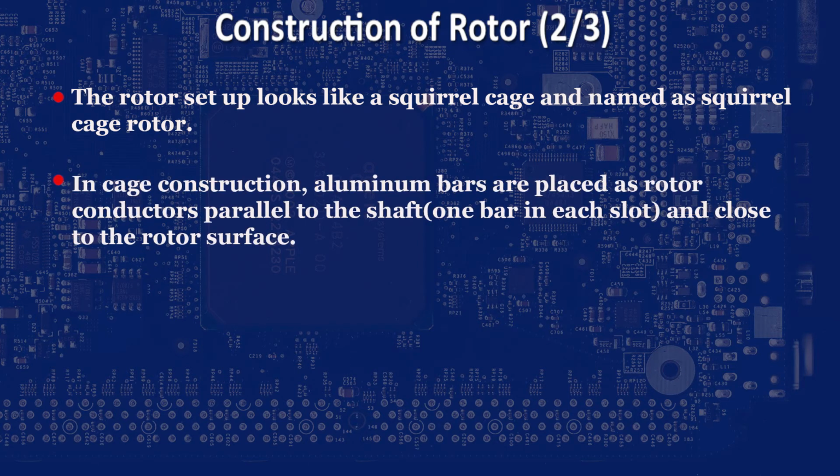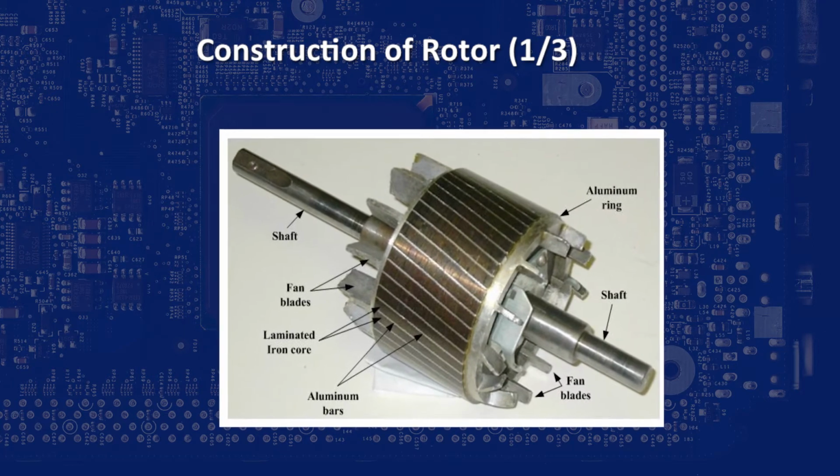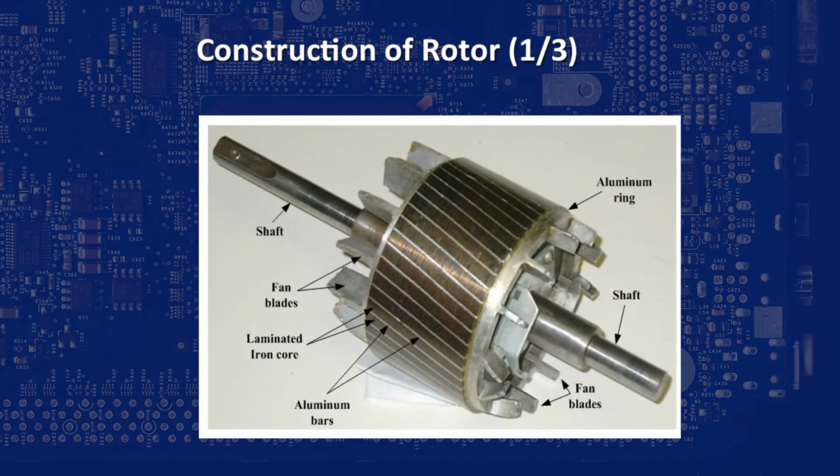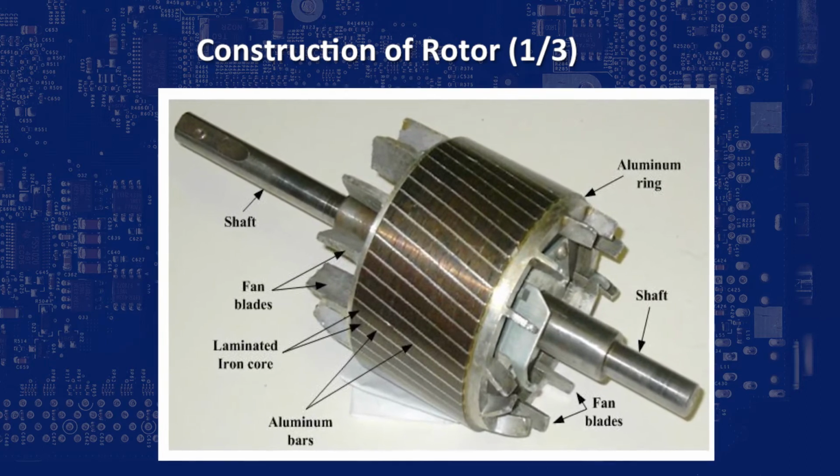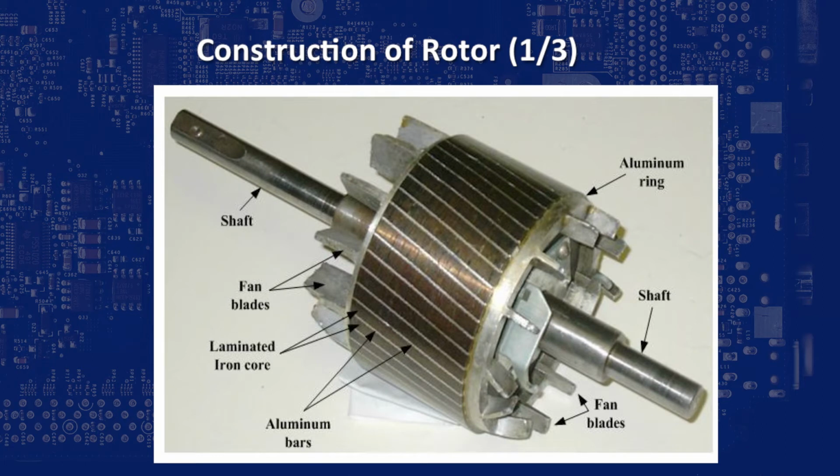Now in this cage construction, the aluminum bars are located as rotor conductors which are parallel to the shaft, and they are close to the rotor surface. At both ends the rotor conductors are short circuited by continuous end rings of the same material as the rotor conductor, as shown in the figure, where the aluminum bars and aluminum rings were of the same material. The rotor conductors and these end rings form a complete circuit in itself.